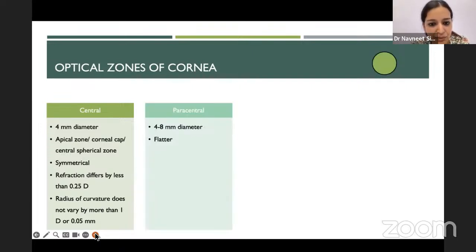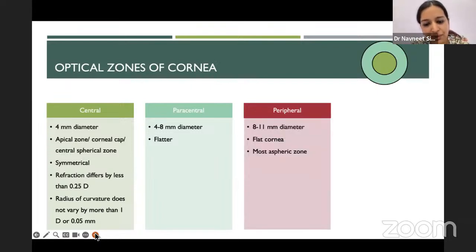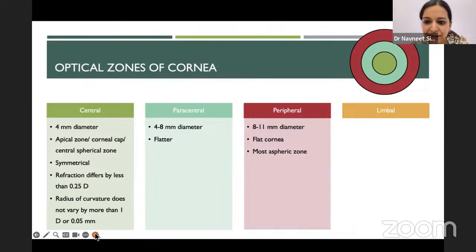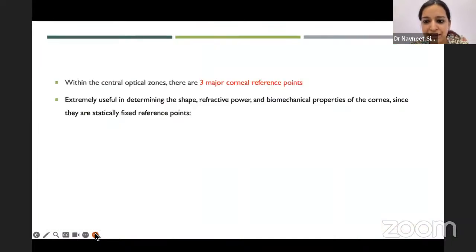Second is the paracentral zone. It is around 4 to 8 millimeters in diameter, and it is flatter as compared to the other peripheral zones. Third is the peripheral zone, which is around 8 to 11 millimeters in diameter. Again, the cornea is relatively flat in this zone, and it is the most aspheric zone, which means that the light rays will invariably fall on a single point on the retina. And the last is the limbal zone, a 0.5 millimeter wide strip in the limbal area, which abuts the sclera. There is minimal light passage through that area.